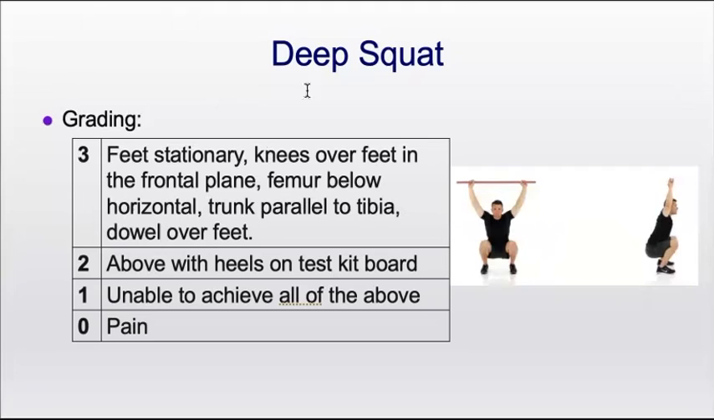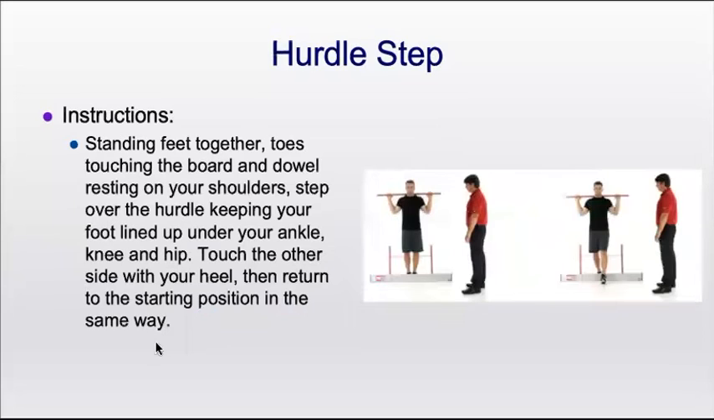In order to score a 2, so let's say they don't score a 3. Let's say the dowel moves way forward, like a foot in front of their face, or their heels come up, or their trunk has extreme anterior lean or anterior tilt, and so you can't justifiably give them a 3. What you do is there's a testing kit, which you can see in this image here.